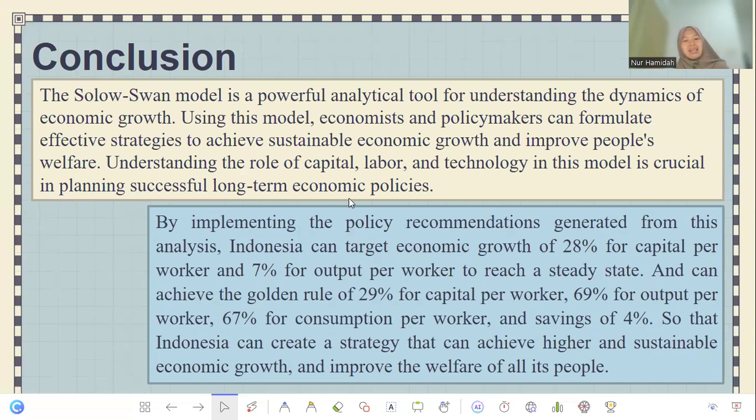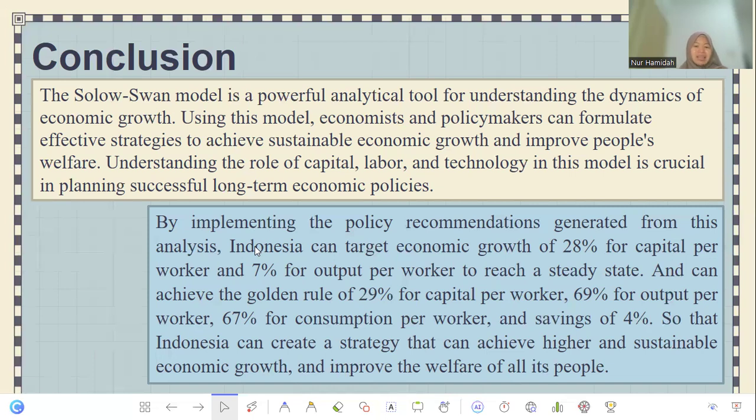By implementing the policy recommendations generated from this analysis, Indonesia can target economic growth of 28% for capital per worker and 7% for output per worker to reach a steady state, and can achieve the golden rule of 29% for capital per worker, 69% for output per worker, 67% for consumption per worker, and savings of 4%, so that Indonesia can create a strategy that can achieve higher and sustainable economic growth and improve the welfare of all its people.